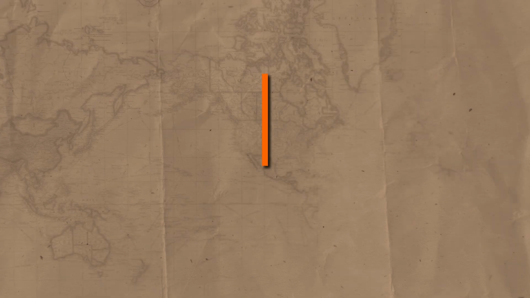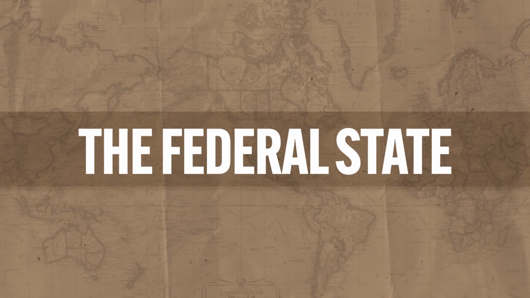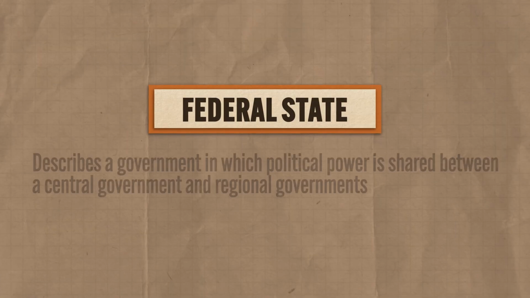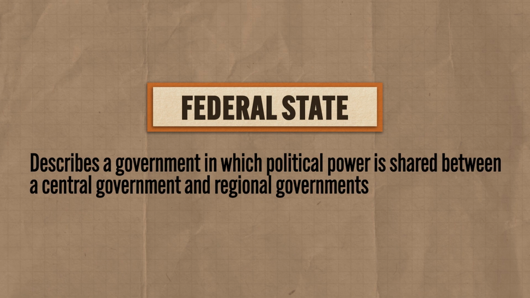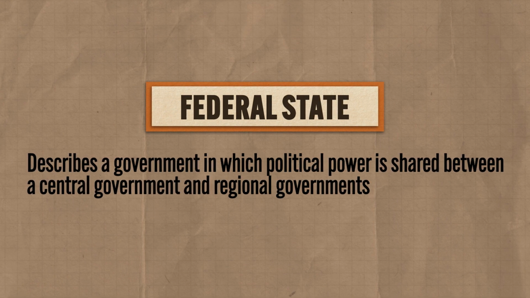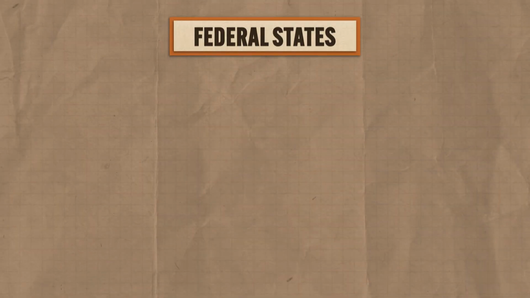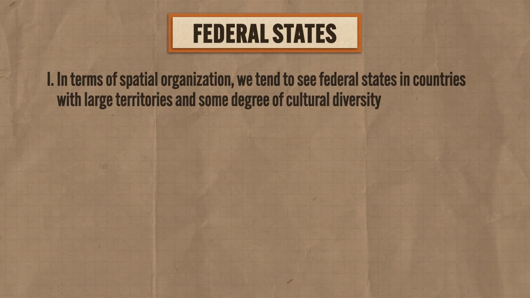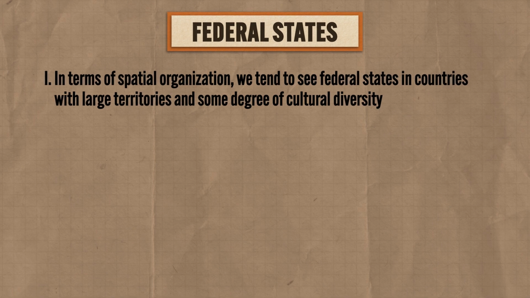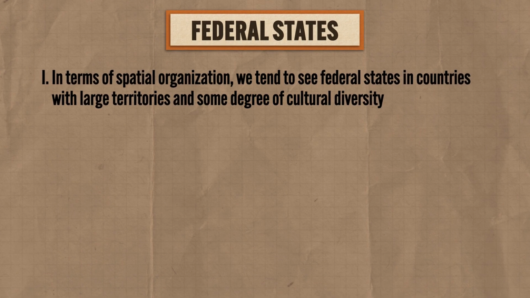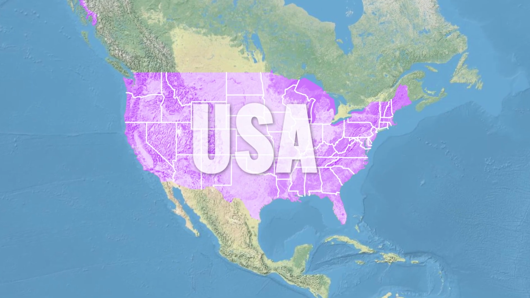Okay, now the other main flavor of political organization is the federal state, and by definition, this describes a government in which political power is shared between a central government and regional governments. So, unlike unitary states, the subnational units in federal states have a lot more power to influence policy and the daily lives of those who live there. Now, in terms of spatial organization, we tend to see federal states in countries with large territories and some degree of cultural diversity. So, for example, the United States is a federal state.